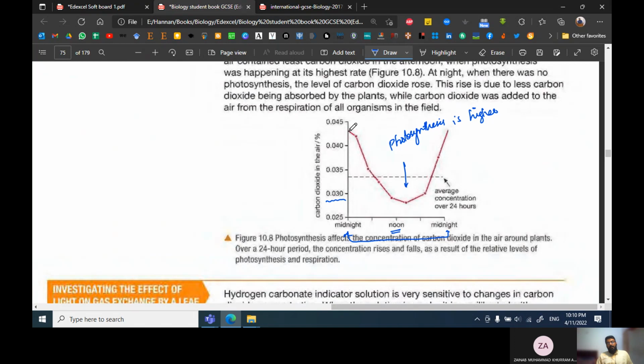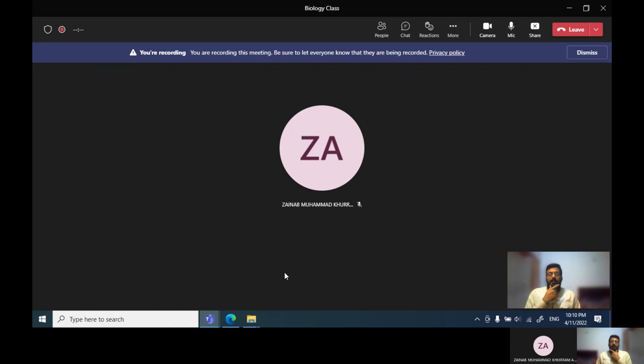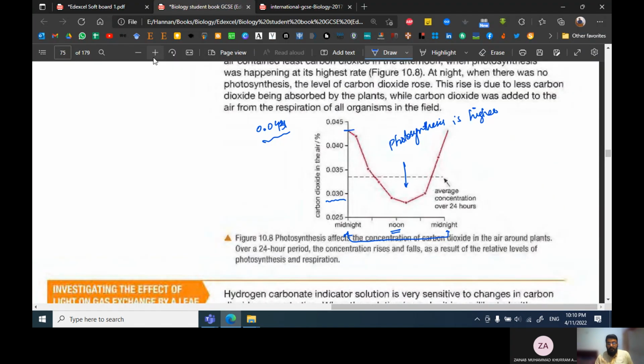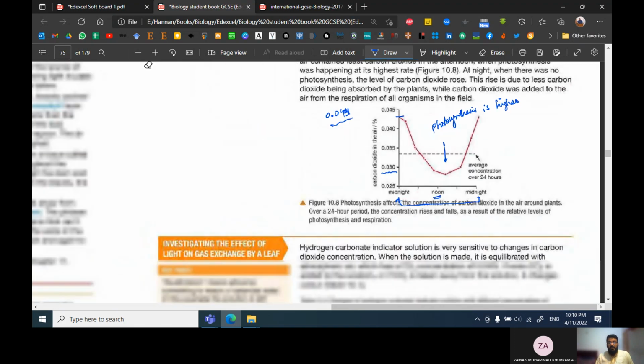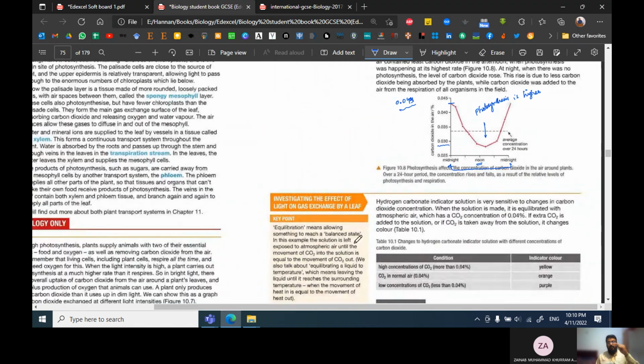And during midnight, because there is no photosynthesis occurring and even the plants are respiring and giving away the carbon dioxide, the level of carbon dioxide would be almost 0.040. You can say 0.043. The reason is all of the organisms are respiring and the carbon dioxide level increases. So this is the variation that occurs around the 24-hour clock in the carbon dioxide.